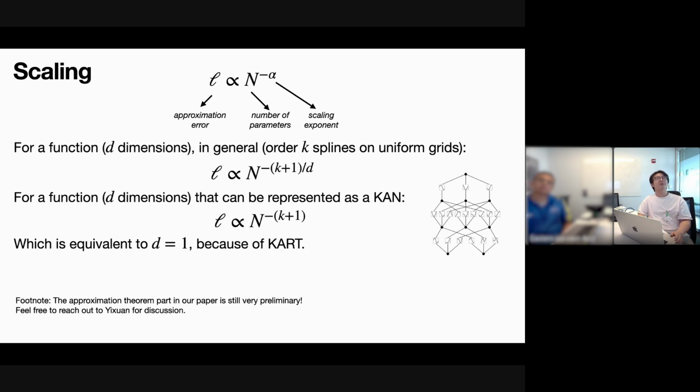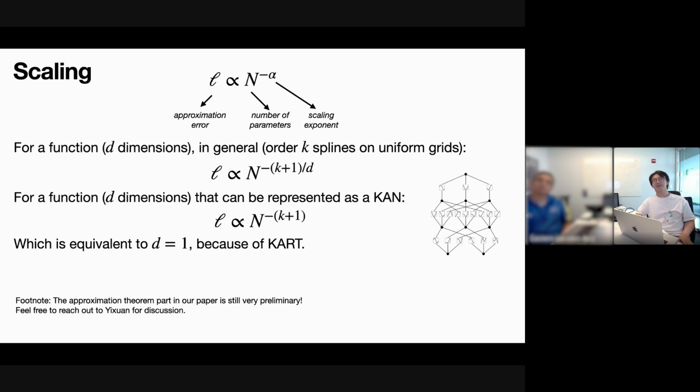But by contrast, if a function can be represented as a CAN, then it's great news, because the idea of CANs is that approximating a high-dimensional function can be decomposed into 1D functions. So to learn the high-dimensional function, the only job you need to do is to learn these 1D functions. And these 1D functions are easy to learn in the sense that d now equals 1. So you can have a scaling law with the exponent k+1, which is much better than (k+1)/d, which sort of beats the curse of dimensionality.